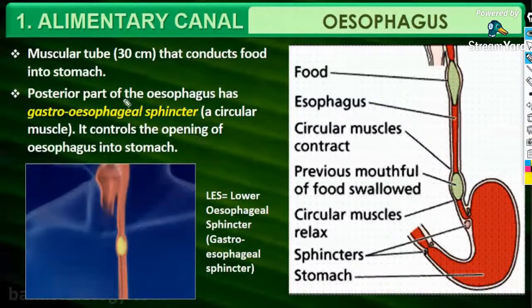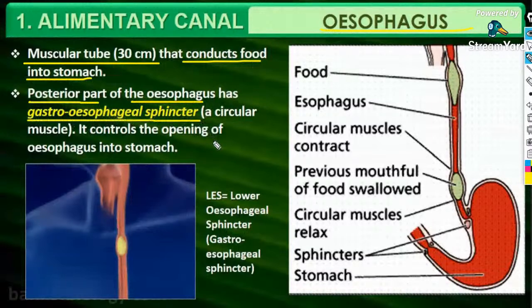Esophagus is a muscular tube, 30 centimeters long, that conducts food into the stomach. The posterior part of the esophagus has a gastroesophageal sphincter muscle. Guys, listen very carefully: sphincter muscle. Sphincter muscle means it is a guarding muscle.